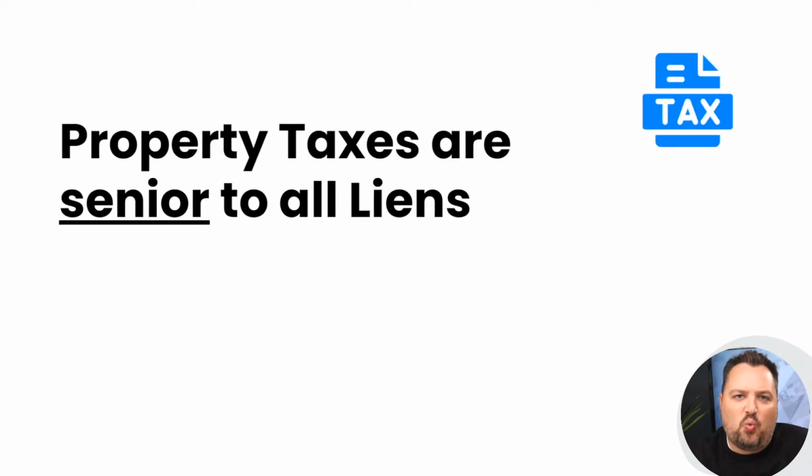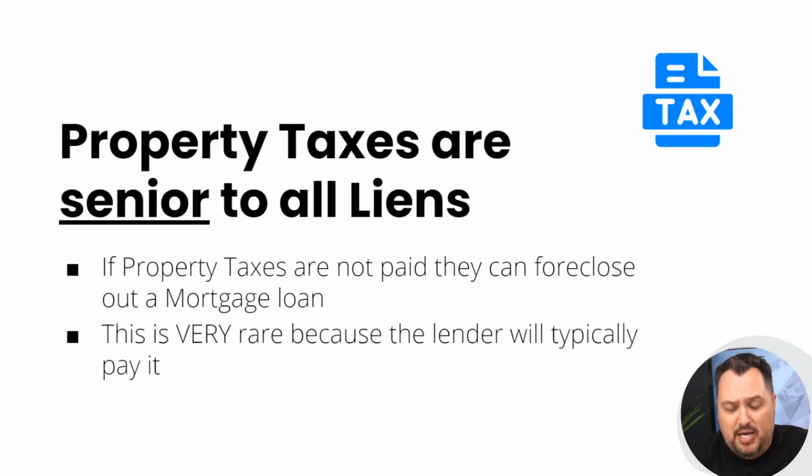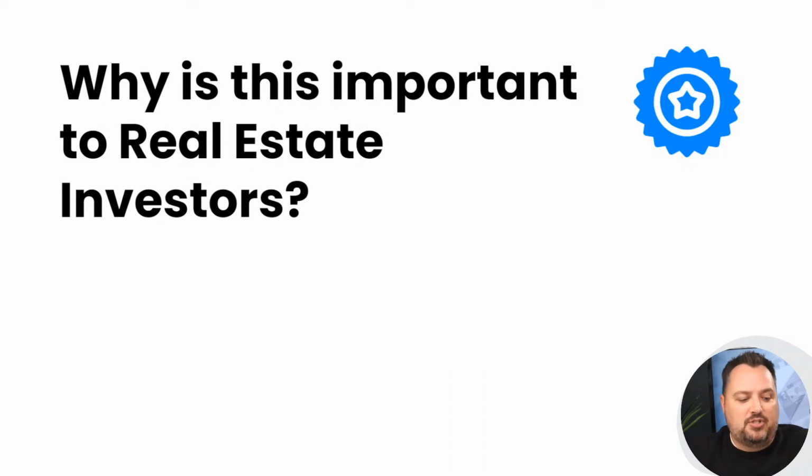What most people don't realize is property taxes are senior, meaning in front of any bank loans. So if Bank of America or Chase or JP Morgan has a loan on the property, they are second, even though they're in first position, because property taxes are always senior. If property taxes are not getting paid, the property tax can foreclose out the mortgage loan. It's very rare, because typically the lender is going to actually pay off the taxes to protect their position and increase how much is owed to them.